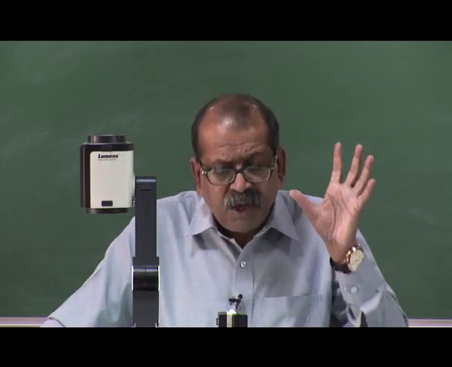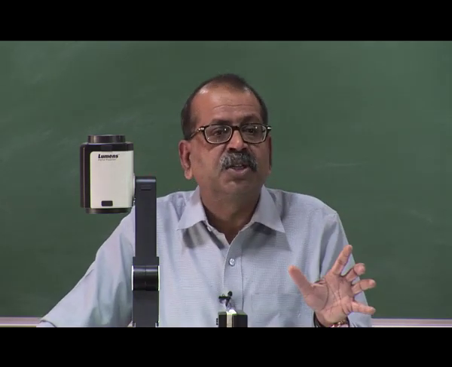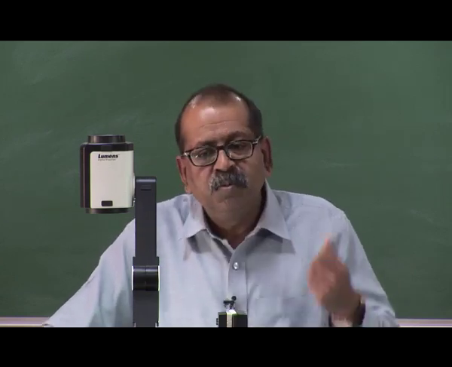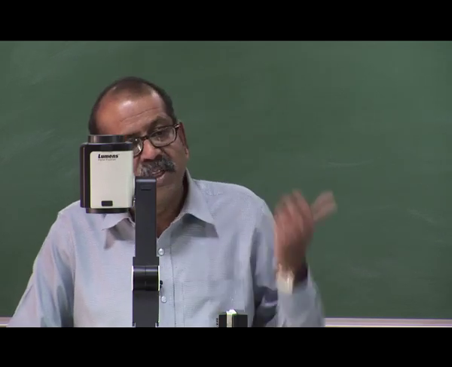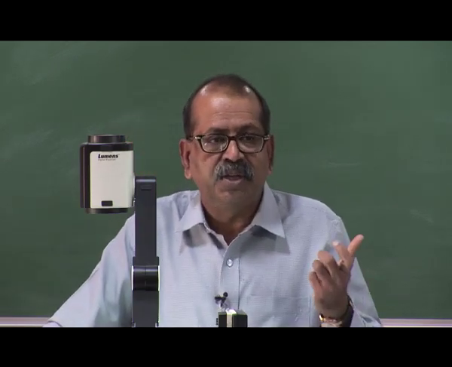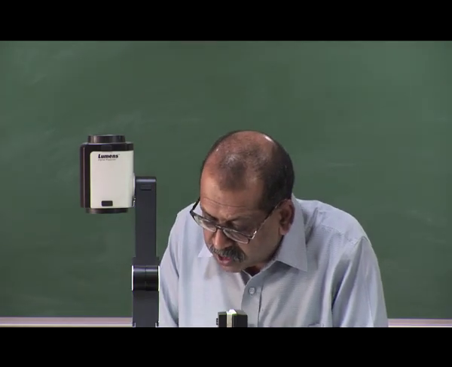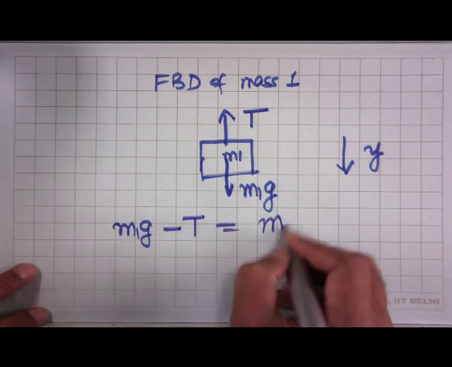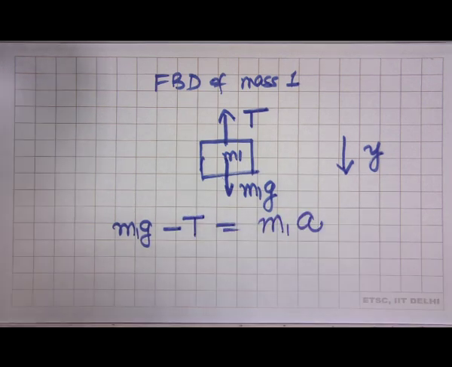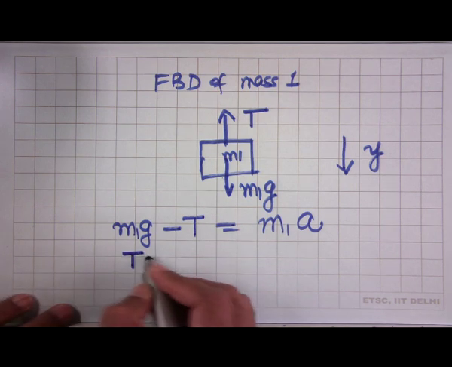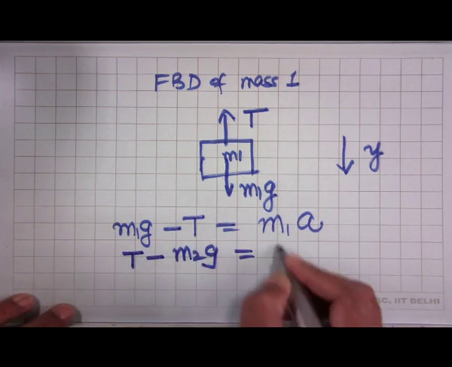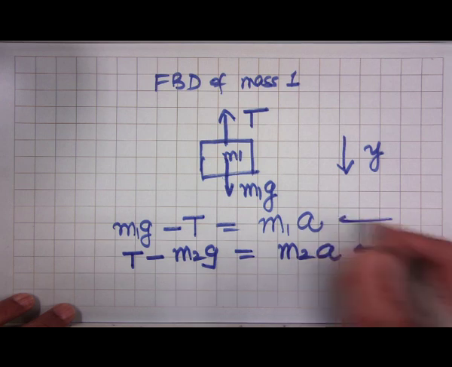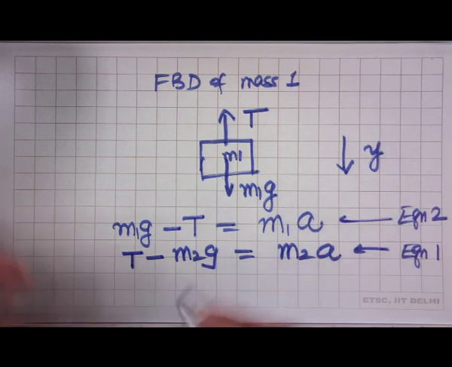In some problems, where you do not know the direction of the motion, you choose your x and y in a particular direction and assume the acceleration to be positive. If it is in the other direction, you will get your answer with a minus sign. So, now when we write this, I get m1g minus T is equal to m1a. The other equation was T minus m2g is equal to m2a. This was equation 2, this is equation 1, and now I have two equations and two unknowns. So, I can solve them.